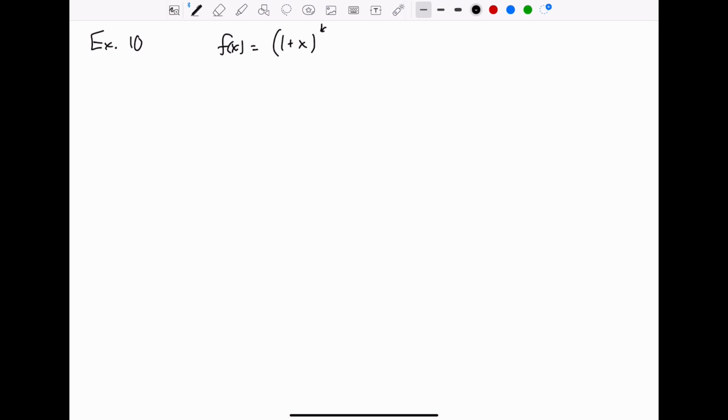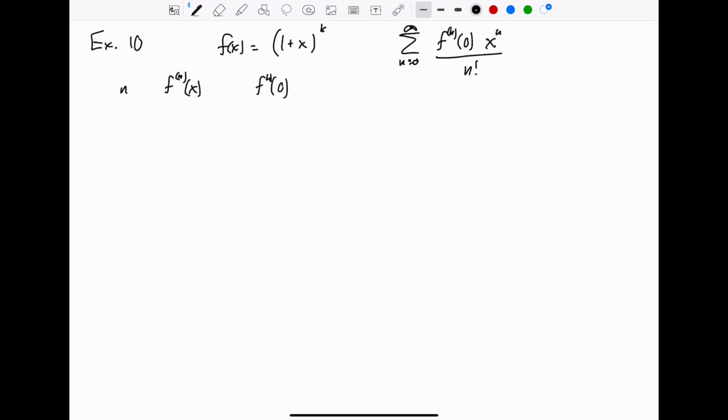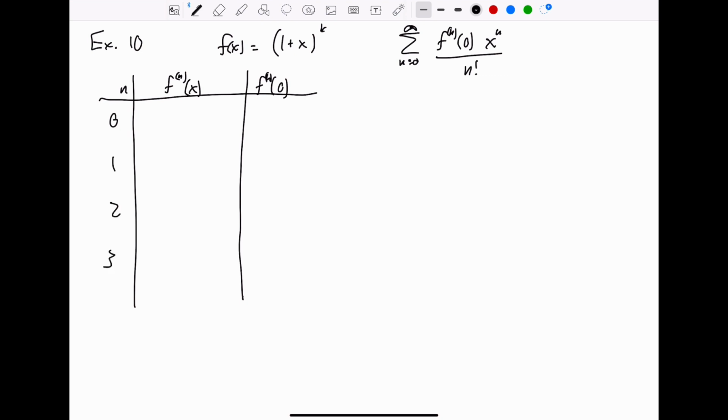So let's write down that form. The Maclaurin series is the sum from 0 to infinity of the nth derivative of the function evaluated at 0 times x to the n divided by n factorial. We're going to set up our table, and we're going to try to come up with an expression for the nth derivative of this function evaluated at 0. In the first row, we just have the original function f of x, (1 plus x) to the k. And then if we plug in 0 for x, we have (1 plus 0) to the k. So f of 0 is simply 1.